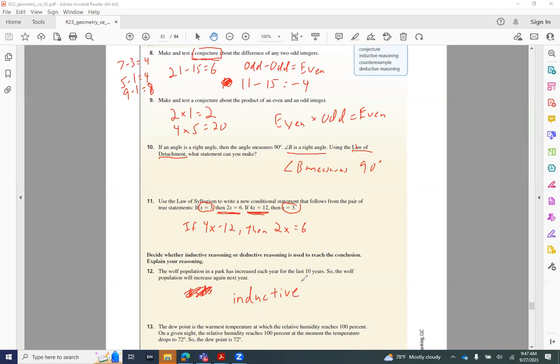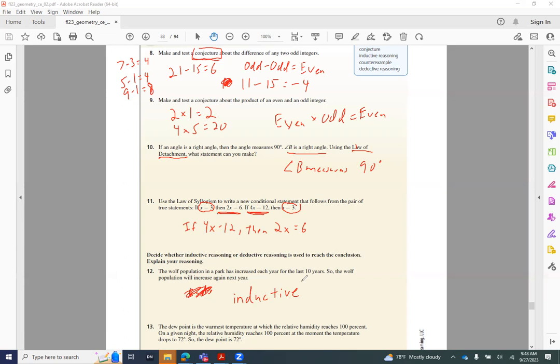All right, next one. On 13, it says the dew point is the warmest temperature at which relative humidity reaches 100% on a given night. The relative humidity reaches 100% at the moment the temperature drops to 72 degrees. So the dew point is 72 degrees.